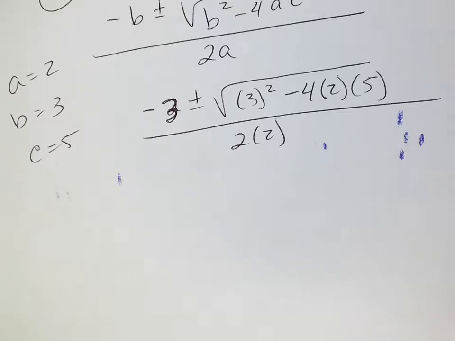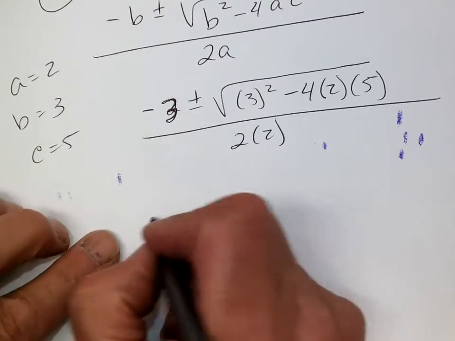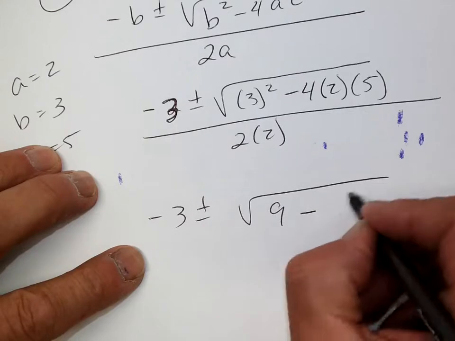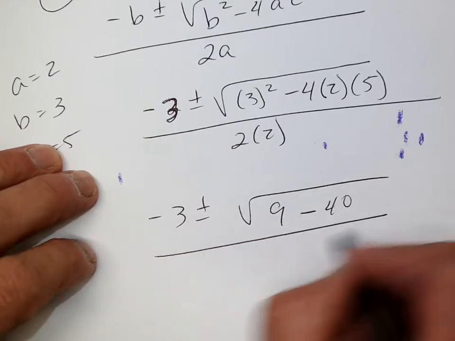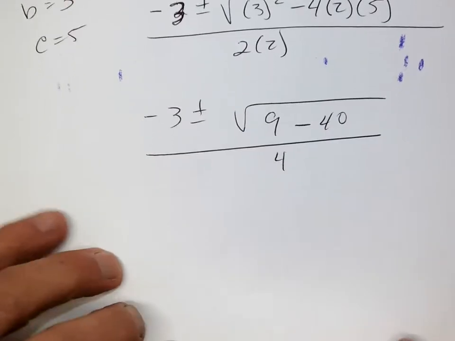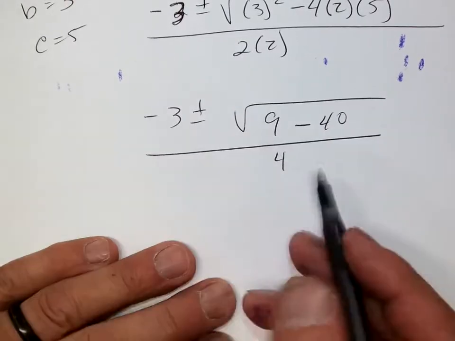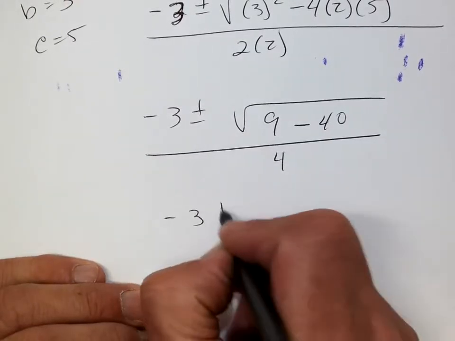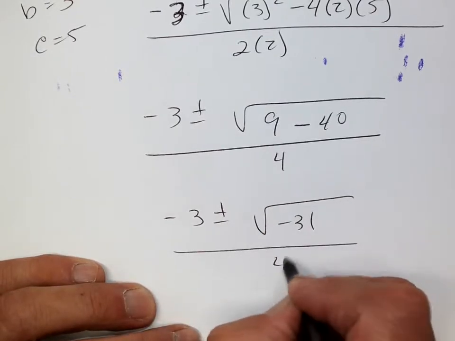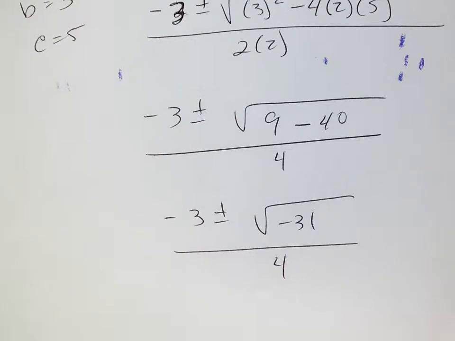Okay? Second part is to simplify this. Simplify it, okay? Negative 3 plus or minus the square root of 9 minus 40 all over 4. How am I doing? Simplify it further. Negative 3 plus or minus the square root of negative 31 over 4. Now that's 2 out of 3. Where's the third point going to come from?